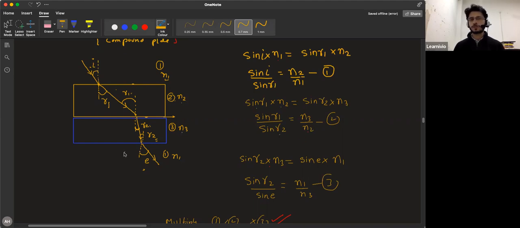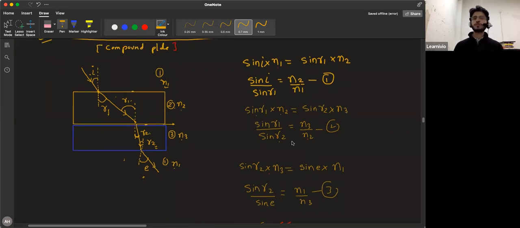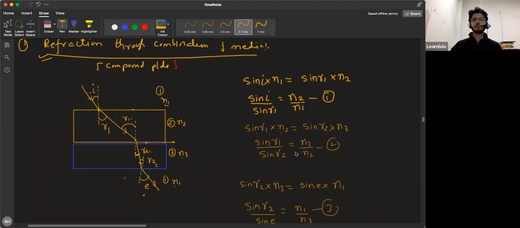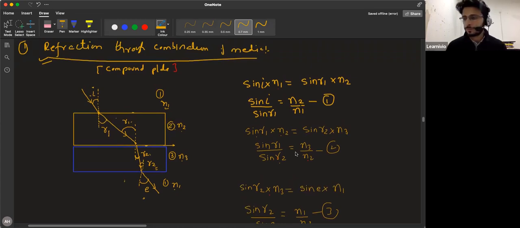Similarly, for N3 to N1, here it's sine R2 multiplied by N3. Here it's sine E multiplied by N1. You write sine R2 by sine E is N1 by N3. Now what you have to do is multiply all these three equations and tell me the relation between I and E. Draw the ray diagram, write all these equations and then multiply them.